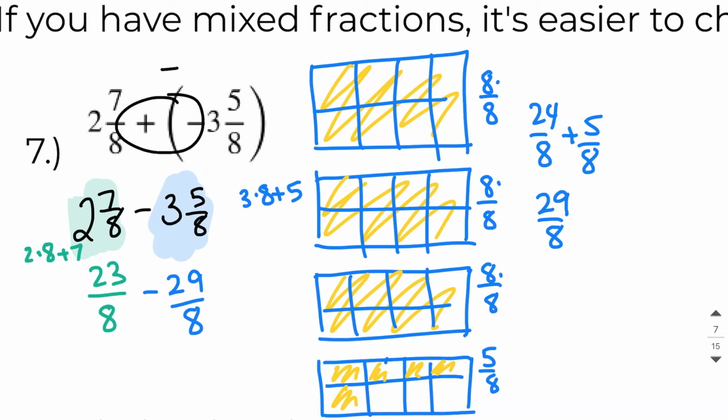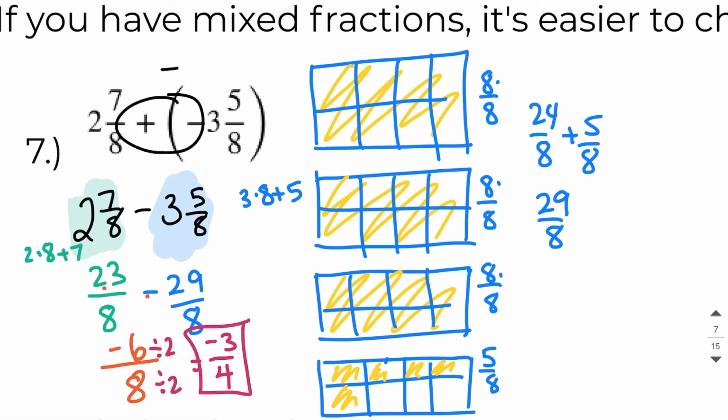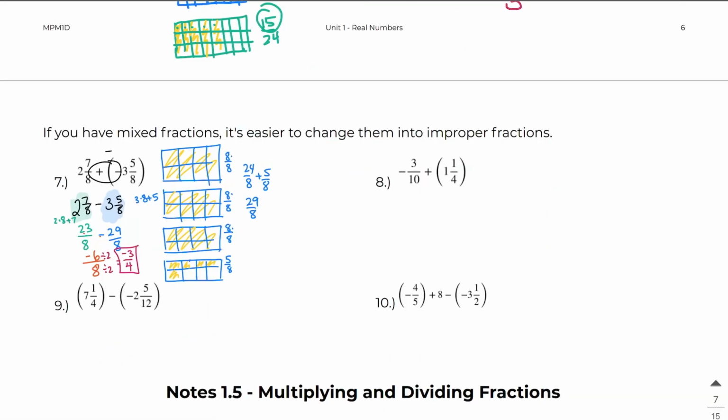Since we have a common denominator right here, my denominator is going to be 8. And now I just have to figure out what 23 minus 29 is, which is -6. Lastly, I just have to see what's in common with 6 and 8. They're both divisible by 2. So when I divide -6 by 2, I get -3. When I divide 8 by 2, I get 4. So my final answer here is -3/4.